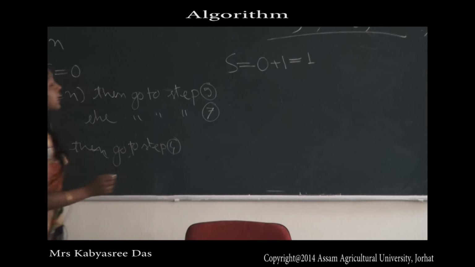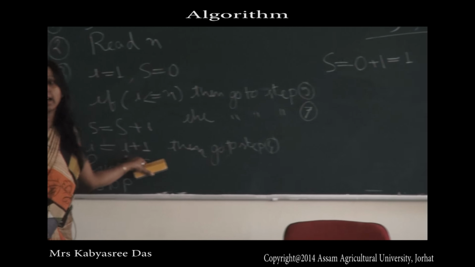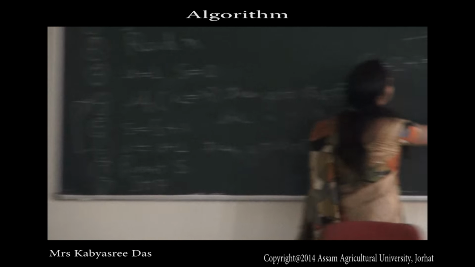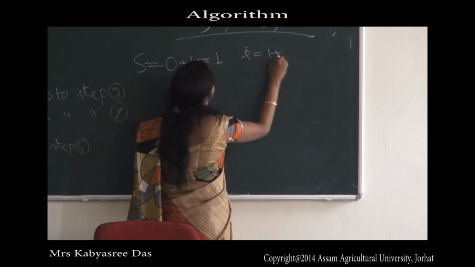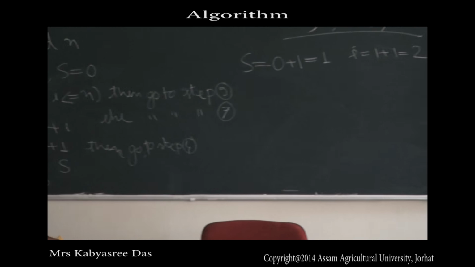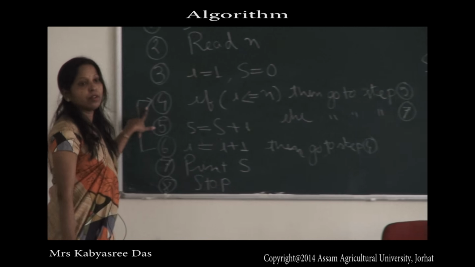What is step number 6? I is equal to I plus 1. So, what is the value of I? I is equal to 1 plus 1, now 2. Again go to step 4.